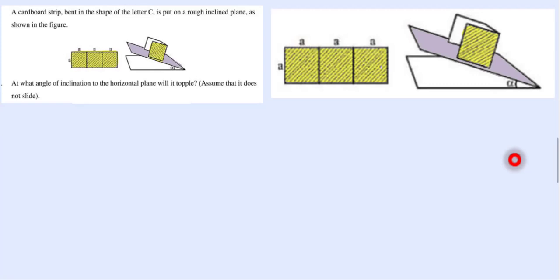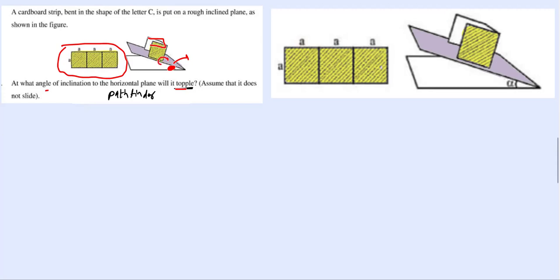Good morning, kids. We'll have one more small pathfinder problem based on the toppling idea. Here, there's a cardboard strip bent in the shape of the letter C. It's put on a rough inclined plane, as shown in the figure. At what angle of inclination alpha to the horizontal will it topple?